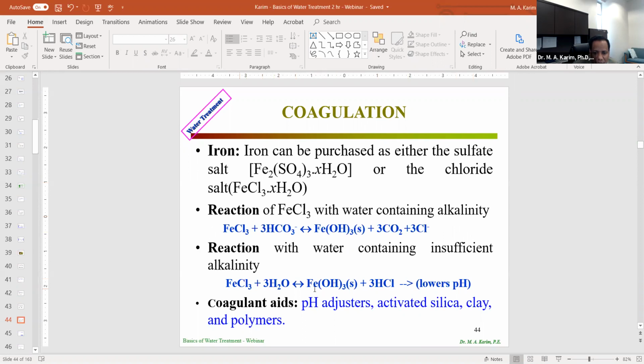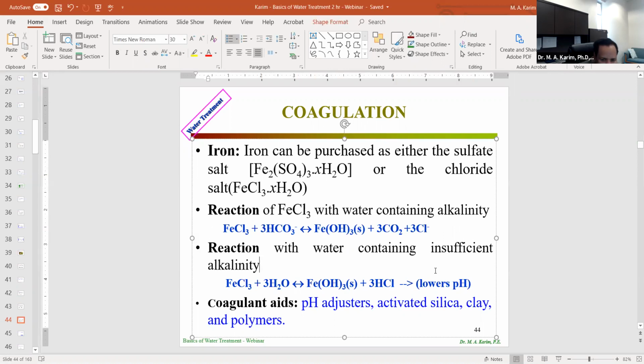And here we don't have any alkalinity, right? So then it's creating hydrochloric acid and the ferric hydroxide. This is lowering the pH. Lowering the pH is another hassle for us because we have to bring up the pH before we can supply the water to the houses and other things like that.